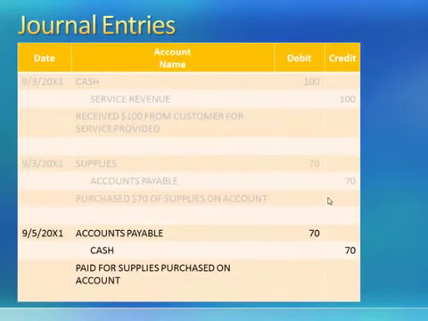The final economic event that we're going to look at happened on 9/5 of year 1. Here we see a debit to accounts payable of $70 and a credit to cash for $70. We see that we paid for supplies purchased on account. One thing to notice in our journal is that we always write the accounts that are debited before we write the accounts that are credited. That's just a convention that is used by accountants.